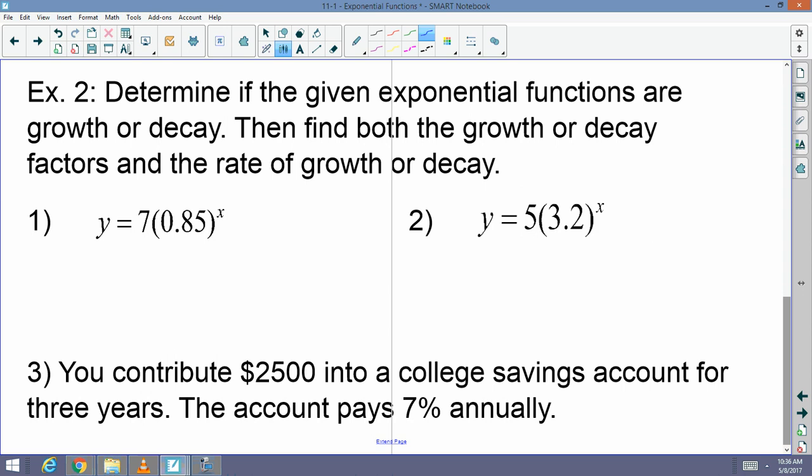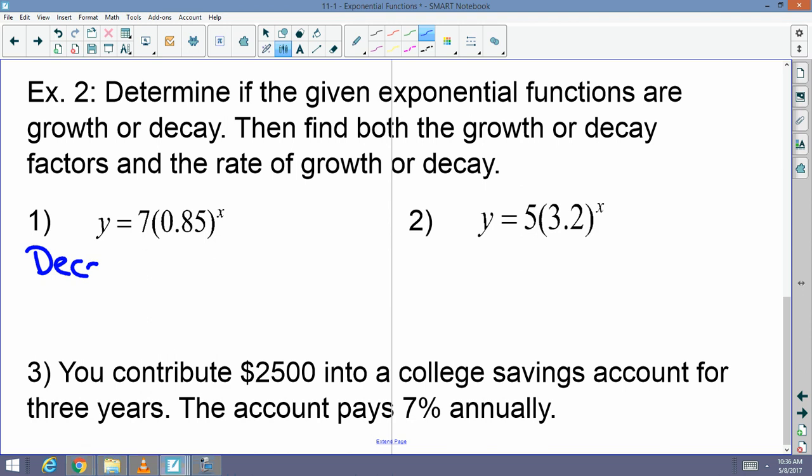Now, the more practical stuff than graphing is determining if you have a growth rate or a decay factor. So determine the given exponential functions, determine if they are growth or decay. Then find both the growth or decay factors and the rate of growth or decay. Okay, so is this a growth or a decay? Okay, this is a decay, guys.